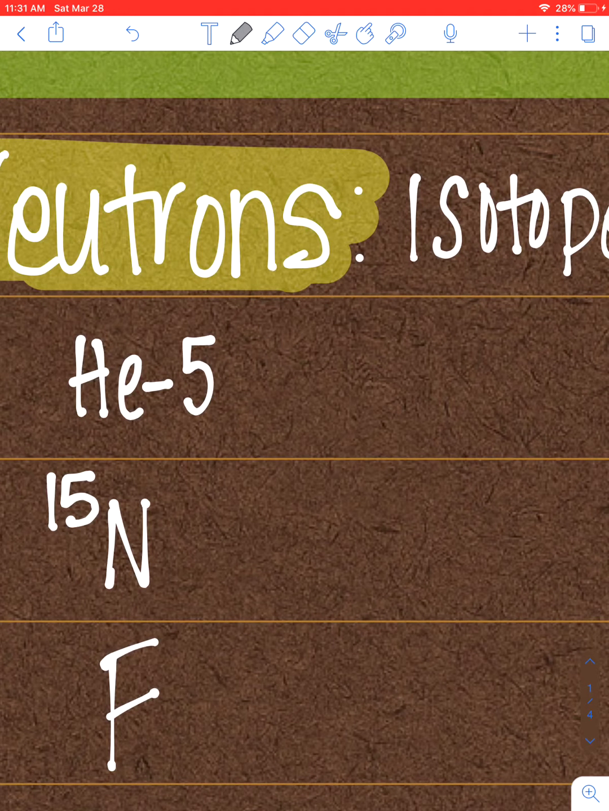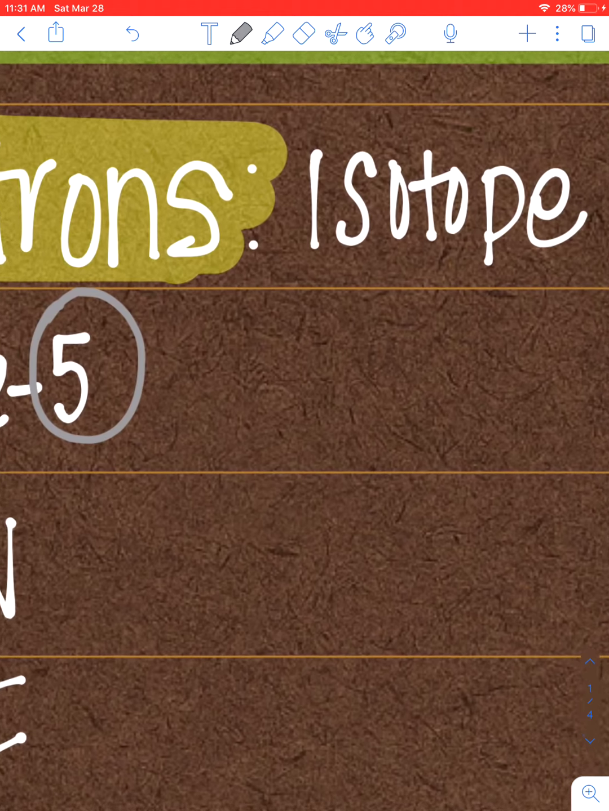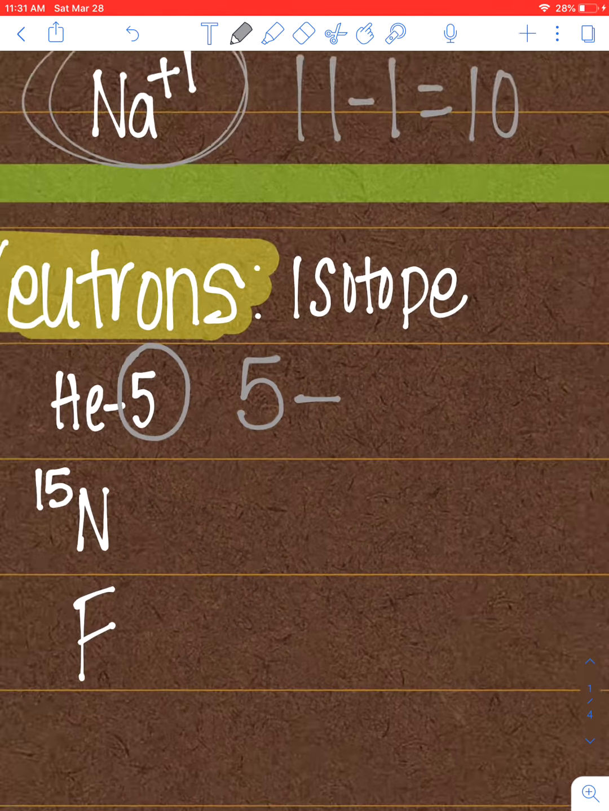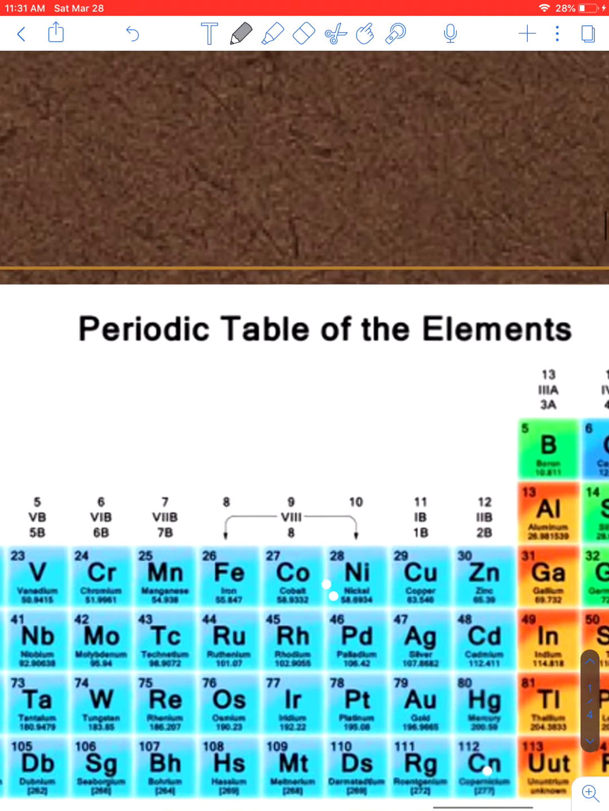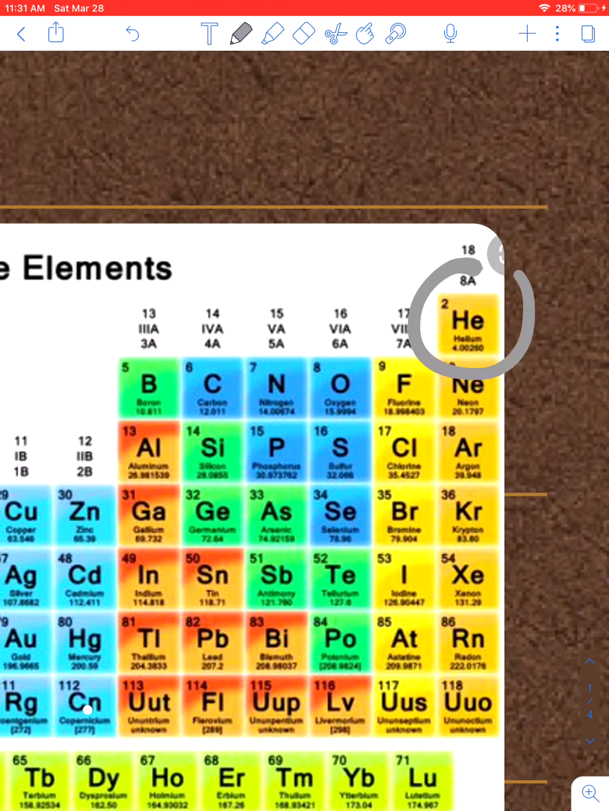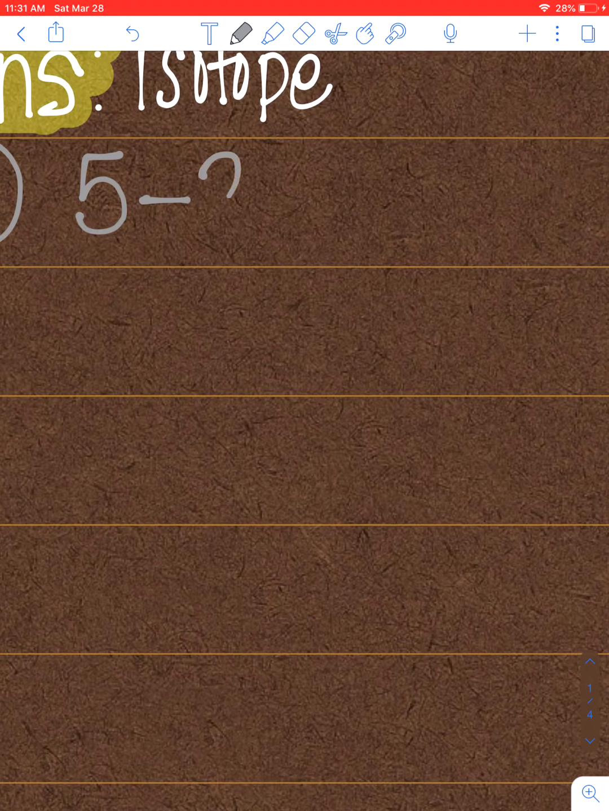Here's the great news for you. This 5 is the mass number. Isn't that so cool? So all you have to do is take the number 5 minus, just like we did below a minute ago, the number of protons in helium. Helium is over here on the right, and we see that it has 2 protons. So we're going to take 5 minus 2 equals 3 neutrons.